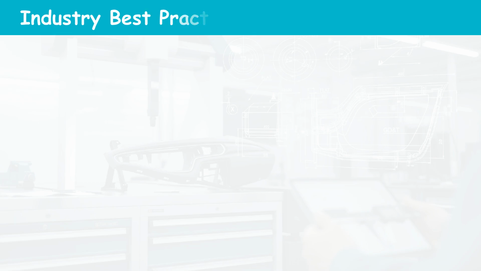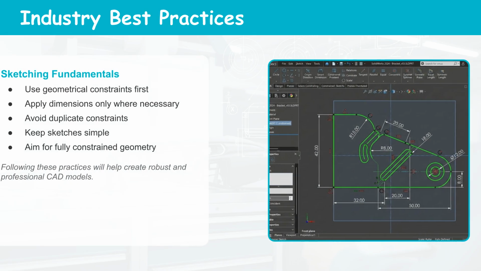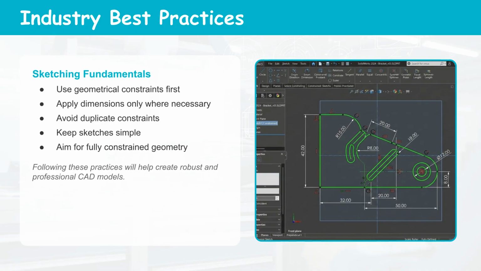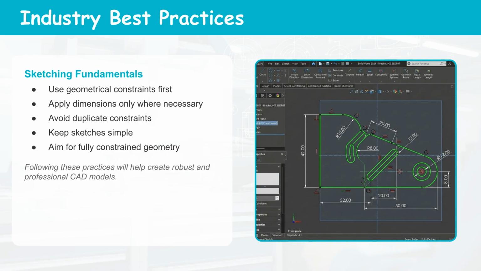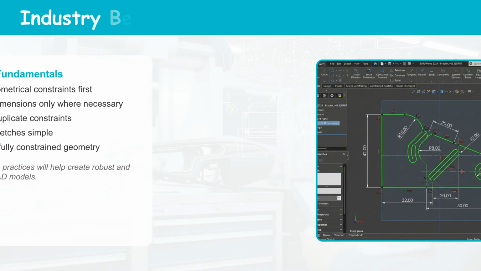When creating sketches, follow these best practices. Use geometrical constraints first. Apply dimensions only where necessary. Avoid duplicate constraints. Keep sketches simple. Aim for fully constrained geometry whenever possible. Following these practices will help create robust and professional CAD models.